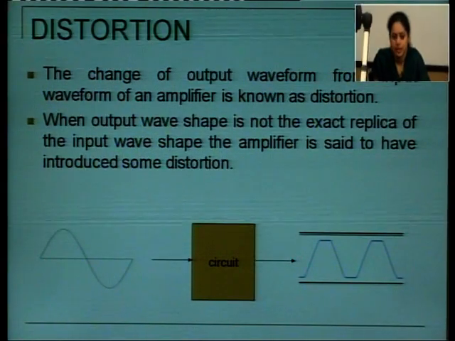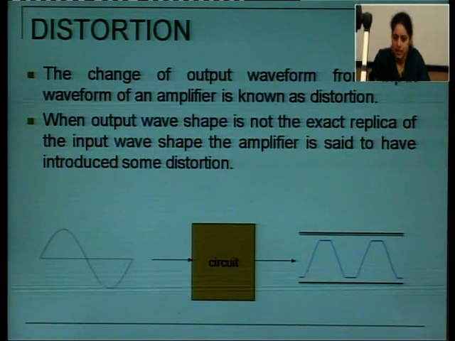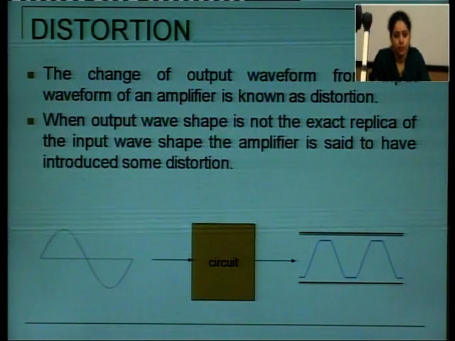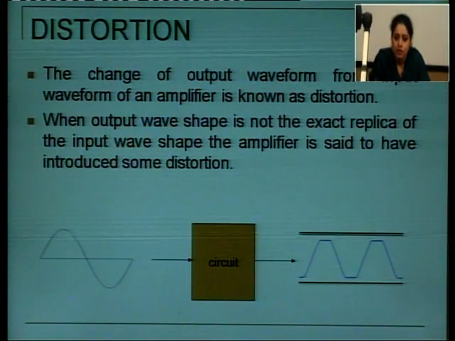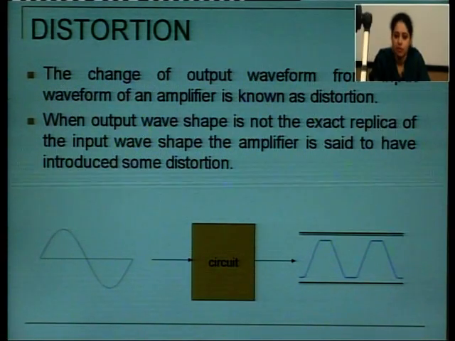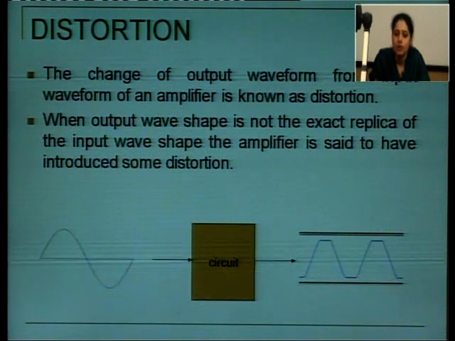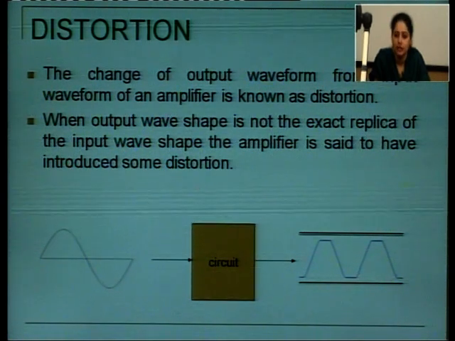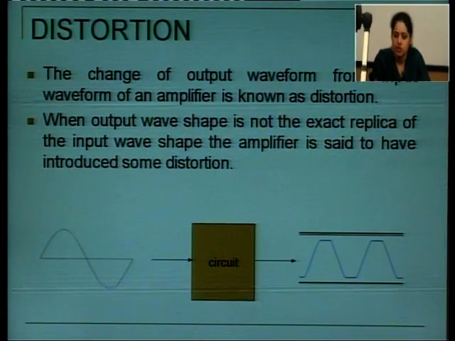You are giving a signal at the input. The signal received at the output is not the same as your input. So your output is a distorted waveform. The change of output waveform from the input waveform of an amplifier is known as distortion. When the output wave shape is not the exact replica of the input wave shape, the amplifier is said to have introduced some distortion in the signal.